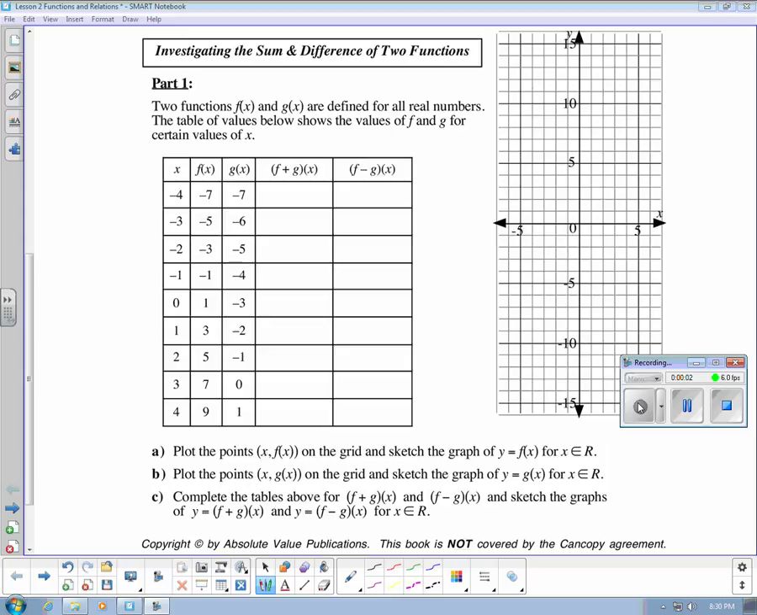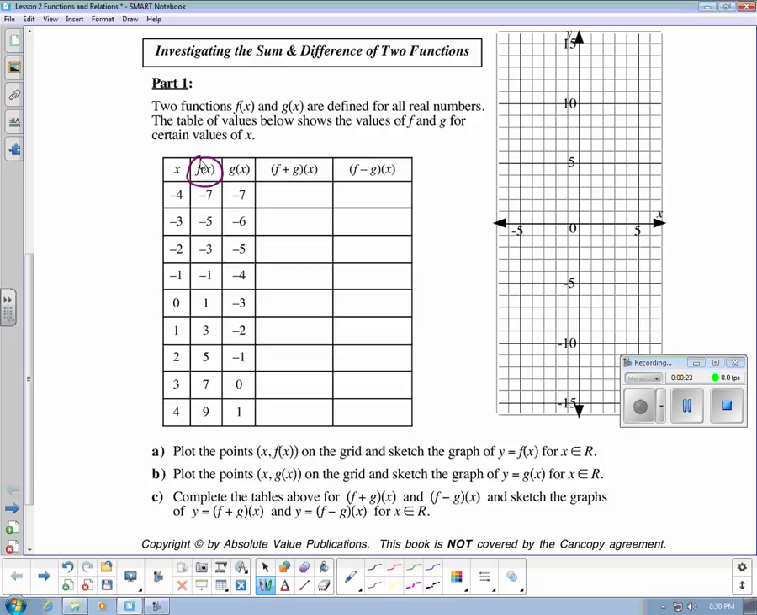So welcome. This is Functions and Relations Lesson 2, Part 1, Operations with Functions. We're going to learn how to add and subtract functions. We have two tables of values for function f at x. Remember, the function is simply just a name. It's like you have a name.